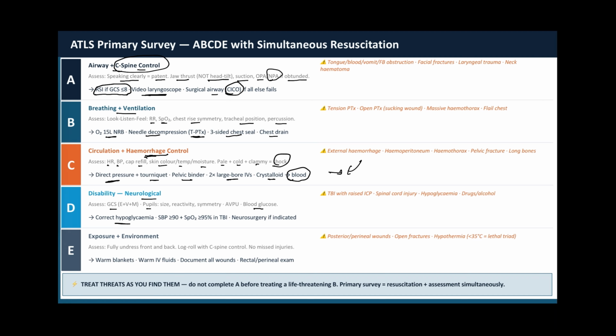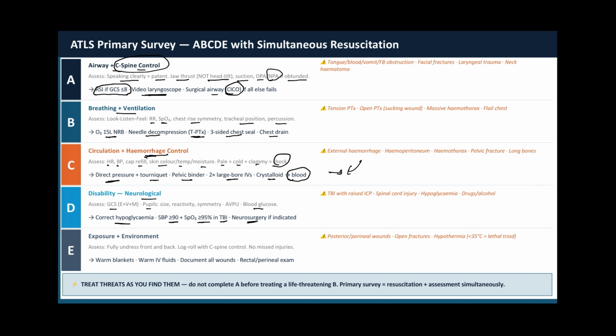If you are suspecting any traumatic brain injury, the clue which you can have is the systolic blood pressure that is more than 90 mmHg and saturation more than or equal to 95 percent. Okay. If you are suspecting any traumatic brain injury, consider paging neurosurgery.